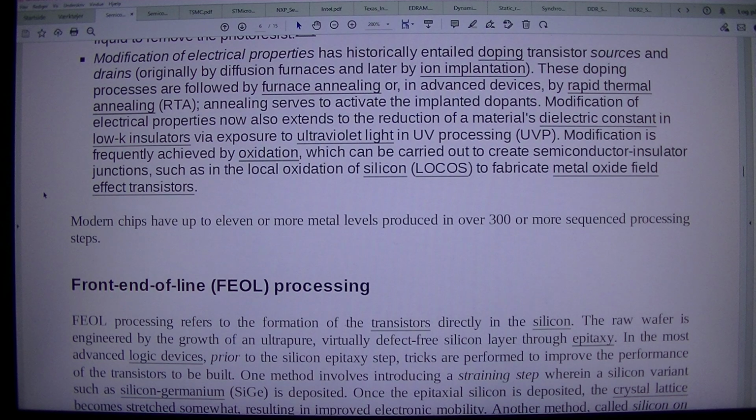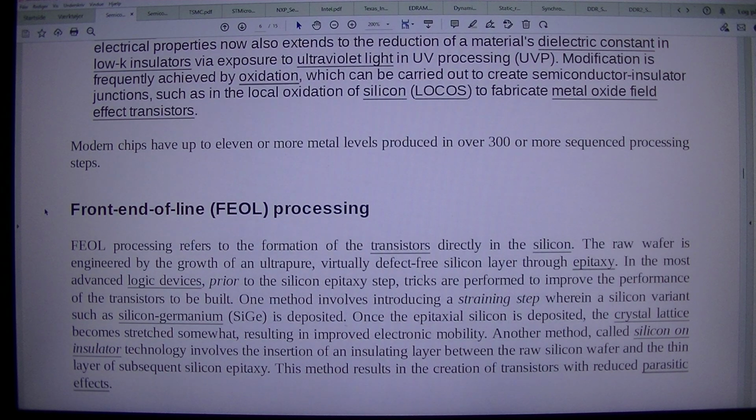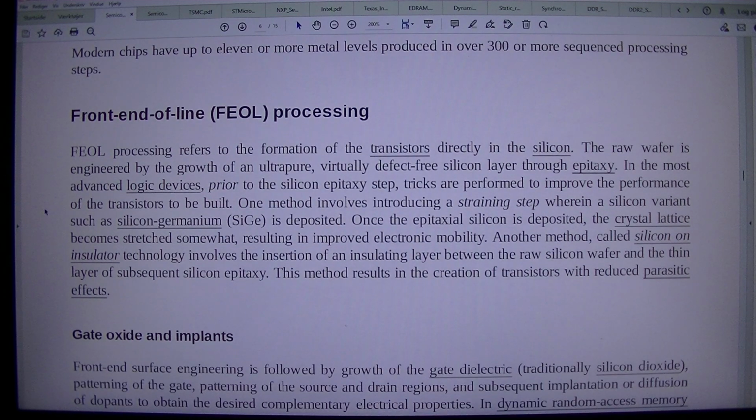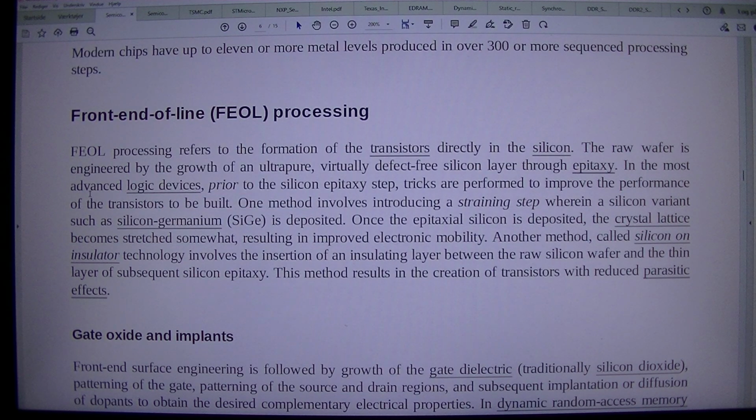Modification is frequently achieved by oxidation, which can be carried out to create semiconductor insulator junctions, such as in the local oxidation of silicon, LOCOS, to fabricate metal oxide field effect transistors. Modern chips have up to 11 or more metal levels produced in over 300 or more sequenced processing steps.